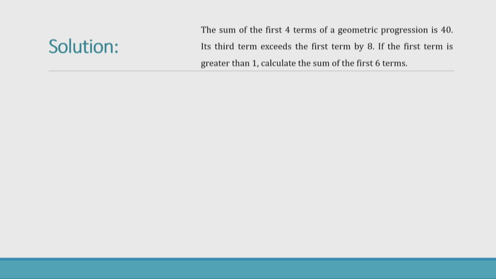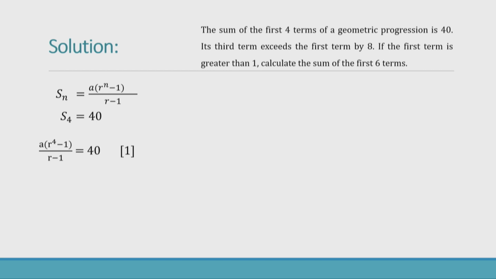So here, the sum of the first 4 terms is 40. So I will use my formula for Sn. S4 is 40. I replace. I get a into (r power 4 minus 1) over (r minus 1) equal to 40.